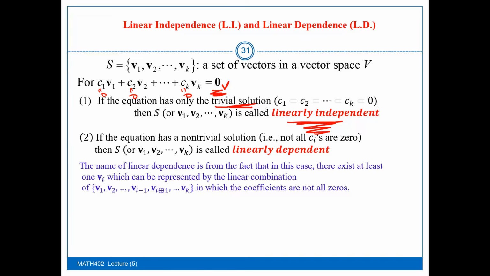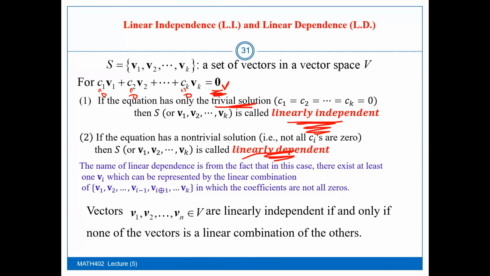But if the system has infinitely many solutions, other solutions than the trivial solution, it's called linearly dependent. And if the set is linearly dependent, it means that one of the vi's can be written in terms of the other vectors. The set of vectors is linearly independent if and only if none of the vectors is a linear combination of the others. They are independent. There is no relationship between them. We cannot express one of them in terms of the others.